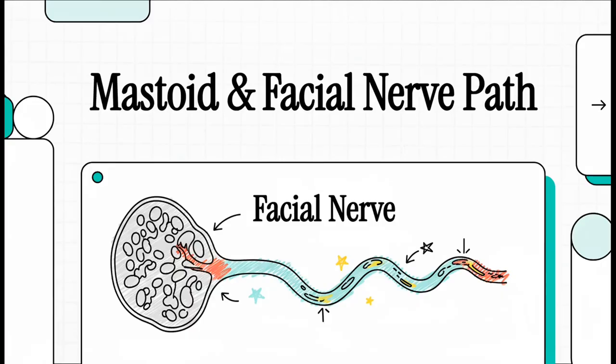All right, so now continuing with the mastoid air cell system and the facial nerve path, we're moving just behind the middle ear into a region that is, and I can't stress this enough, absolutely critical for both understanding disease and for any surgeon operating in the area.